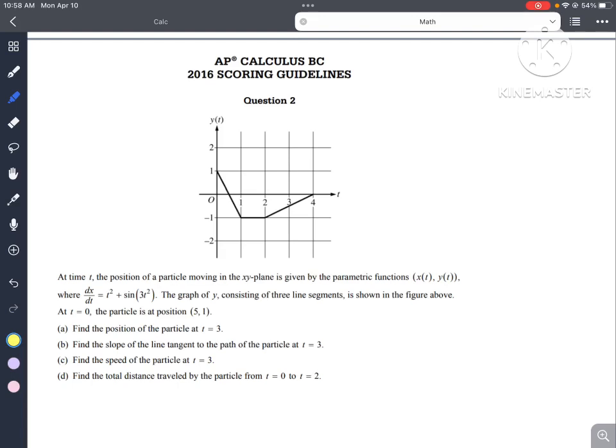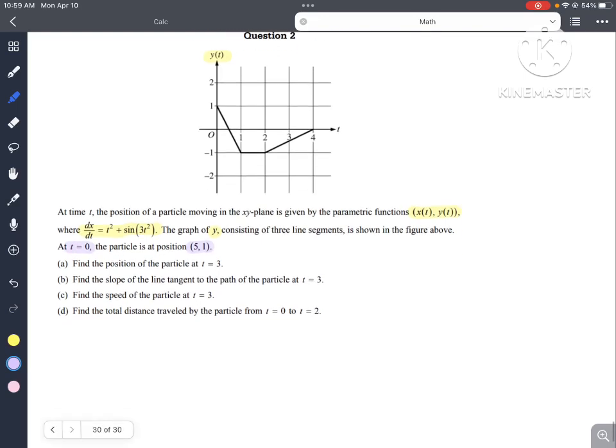At time t, the position of a particle moving in the xy plane is given by the parametric functions, where dx over dt is t squared plus sine 3t squared. So this is the velocity of x. So this is not x of t, it's dx over dt. And then we have y, that consists of 3 line segments in the figure above. So this is y of t. And now we have the initial conditions. At t equals 0, the position is (5, 1).